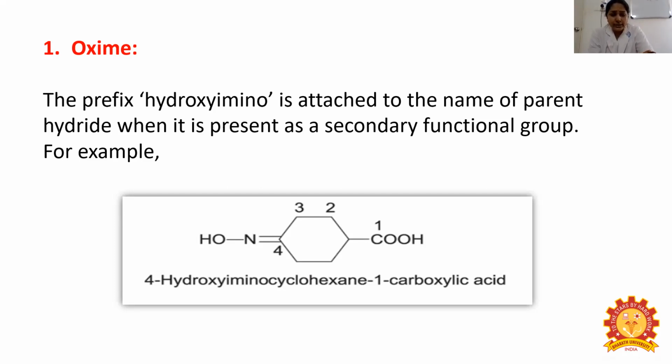HON double bond, COOH, that is cyclohexane. First position carboxylic acid, so 1-carboxylic acid, cyclohexane is there. Then fourth position hydroxyimino. So 4-hydroxyiminocyclohexane-1-carboxylic acid.